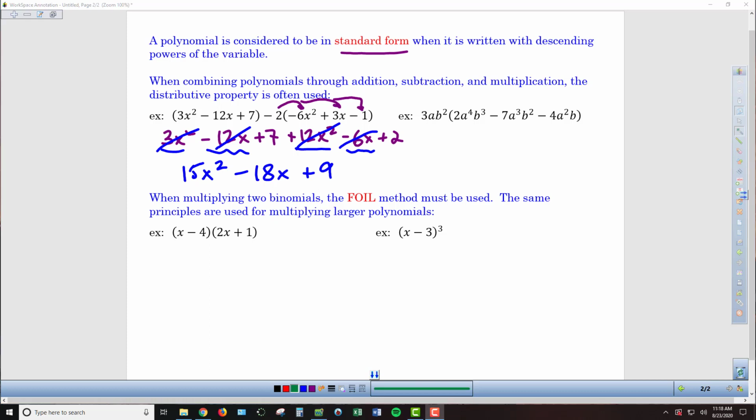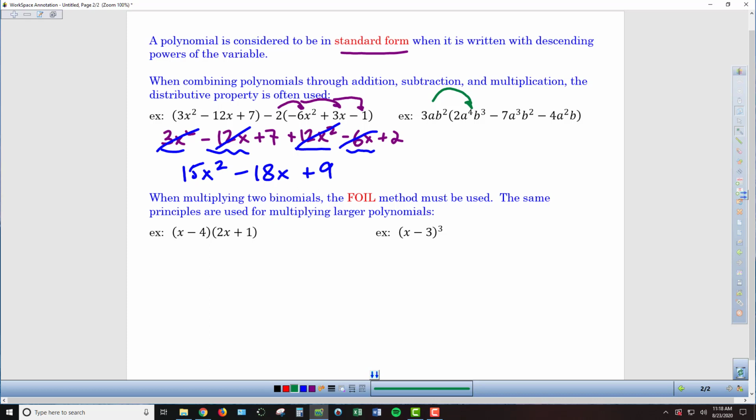In the next one, it's just a straight distributive property question. There may be some combining of like terms at the end sometimes on these, but generally not. So I'm just going to distribute and follow my rules for multiplying these types of expressions that involve the exponent rules that we studied in a previous section.